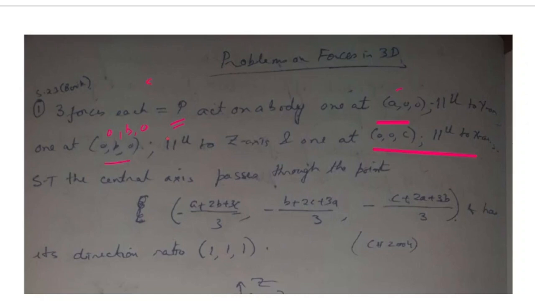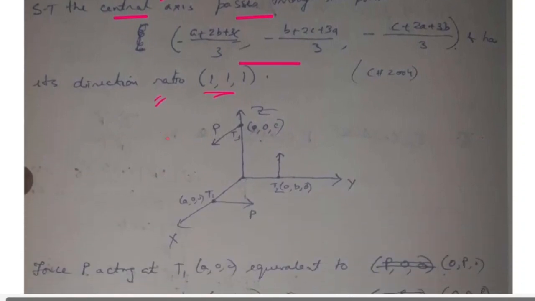So our system here comprises three forces, each of magnitude P, working at three different points and parallel to three different axes. Now we need to find the central axis, showing that it passes through this point, and its direction ratios will be this one. Whatever the line of the central axis is, it will have this direction ratio. So let us have a look at how to do it.